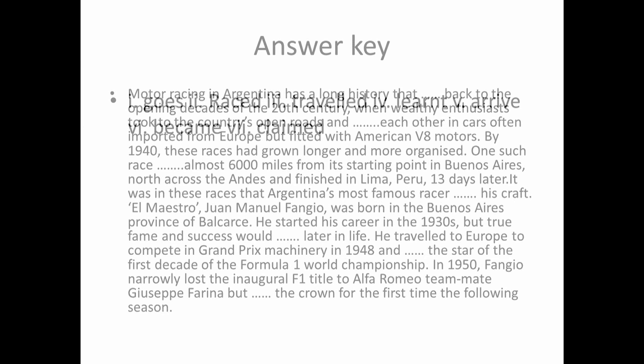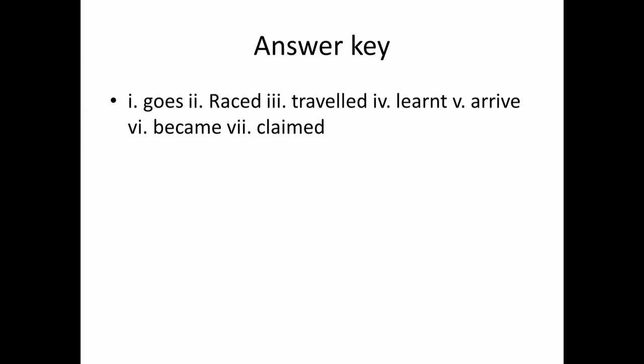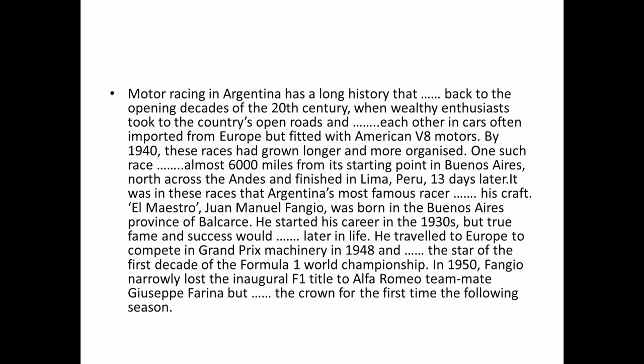So, the answers are: first blank is goes, second is raced, third traveled, fourth learnt, fifth arrive, sixth became, and the last one is claimed. I'll read it out. In 1950, Fangio narrowly lost the inaugural F1 title to Alfa Romeo teammate Giuseppe Farina, but claimed the crown for the first time the following season. Now, look at these examples. These are all main verbs. Okay, we are not now dealing with auxiliaries here, but we have looked at main verbs throughout.